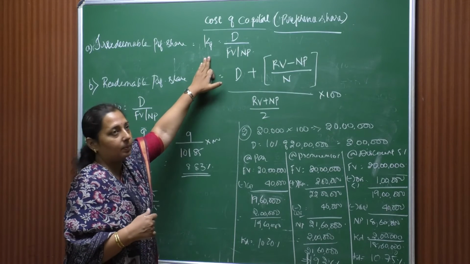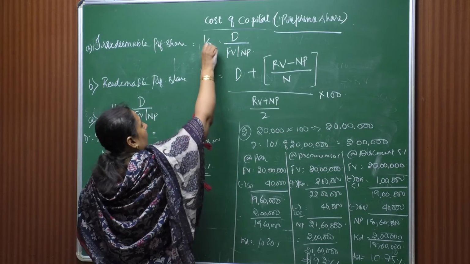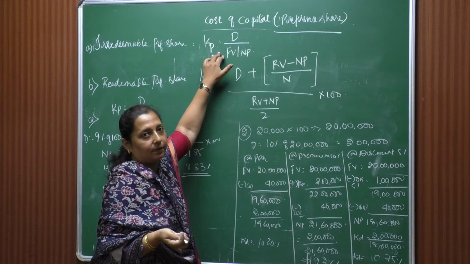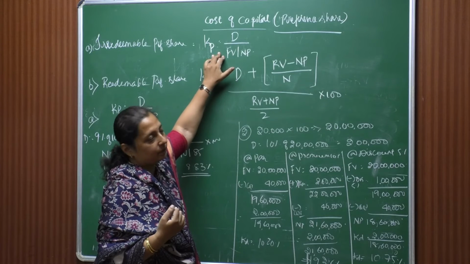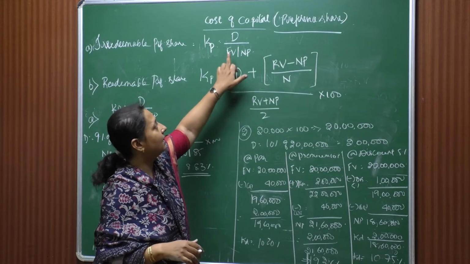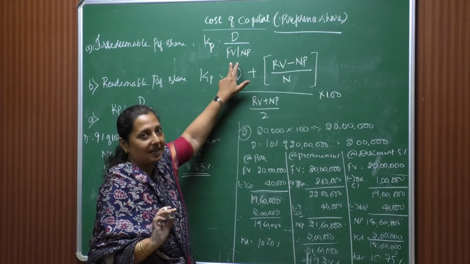So under a redeemable preference share, the formula that we use, we represent cost as KP, P as preference share. This can also be written as KE if preference share is not given, equity itself can be considered. KP = D divided by FE or NP. Instead of I, we take it as D here.